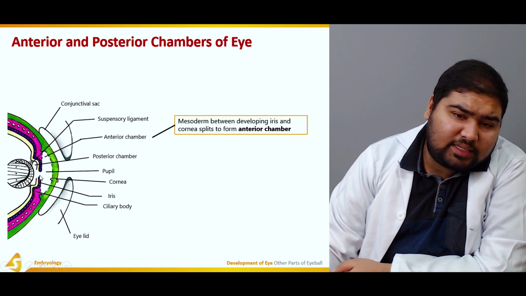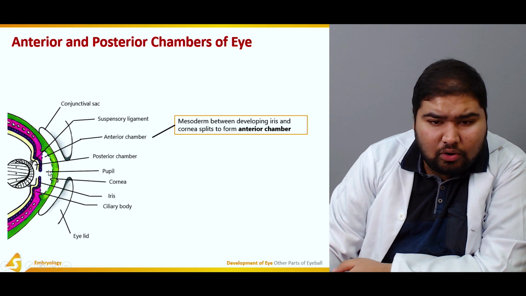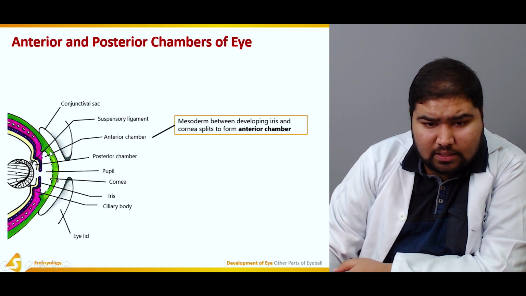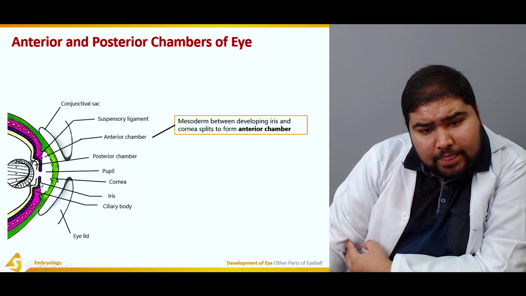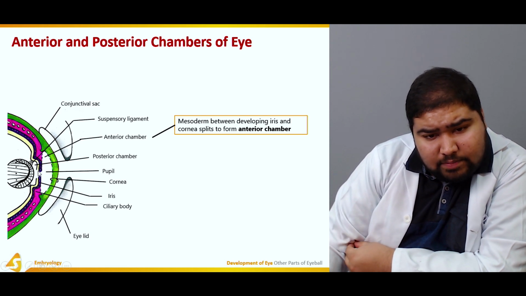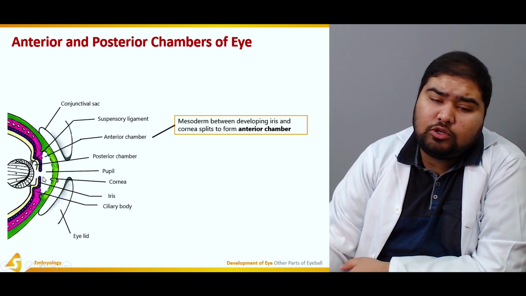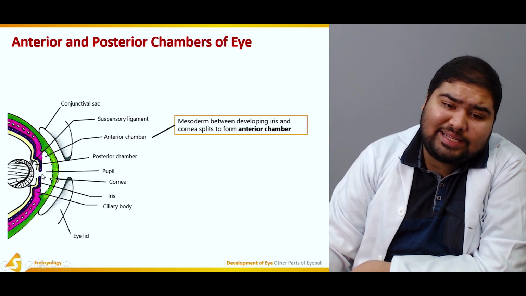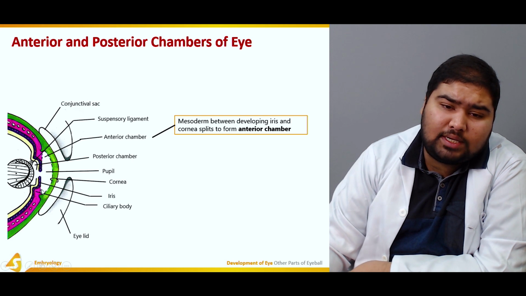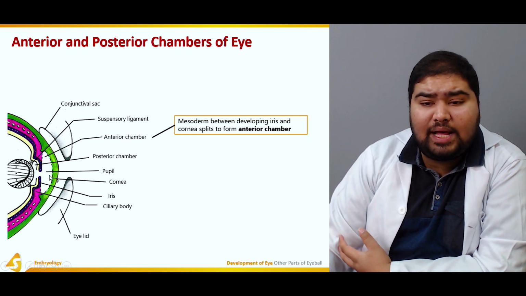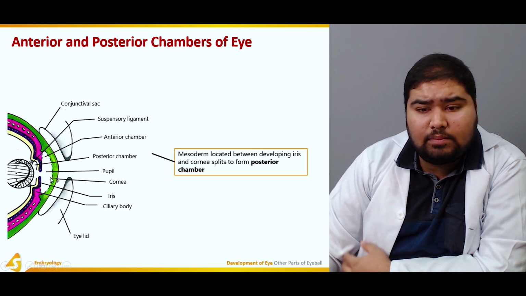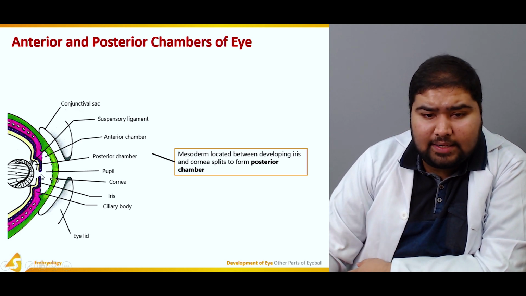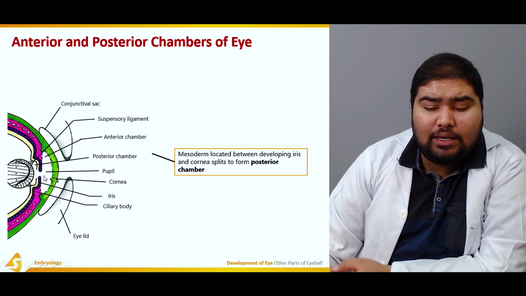So the mesoderm which lies between the pupil and the cornea, this in green is the cornea, this blue layer is the iris, and the space between this blue layer is the pupil. So the mesoderm which lies in this region where my mouse cursor is, it forms the anterior chamber. Now the mesoderm located between the developing iris, this region, and the cornea.